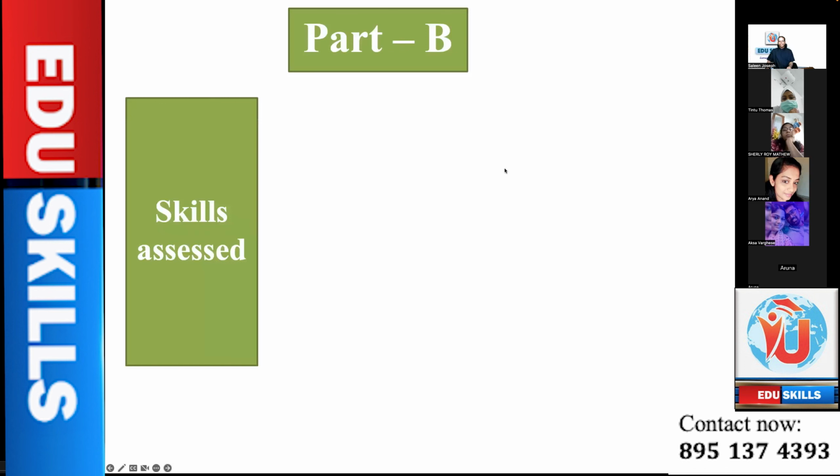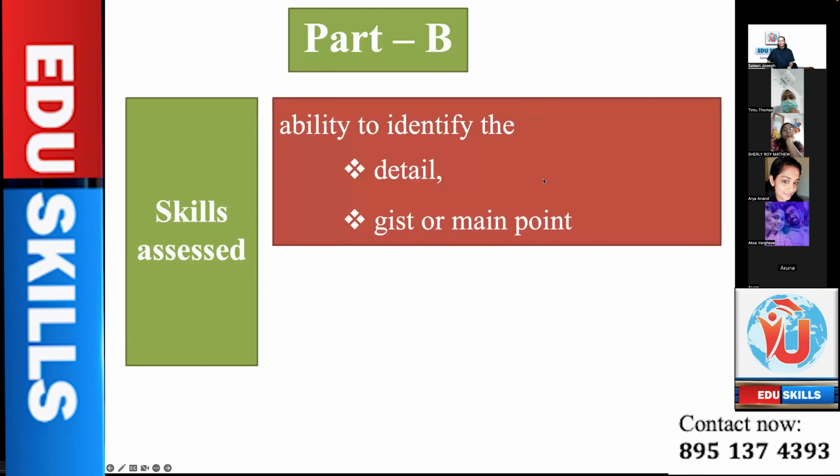Part B, what are the skills assessed? Ability to identify the detail, gist, or main point. So in Part B reading, the skills assessed are entirely different. So you should be very thorough. We'll be explaining the skills with examples, taking examples from our own material. Here they are assessing whether you have the ability to identify the detail, meaning the minute details, and gist or main point, the main ideas, like what will be in the topic sentence. So these are the things being assessed.